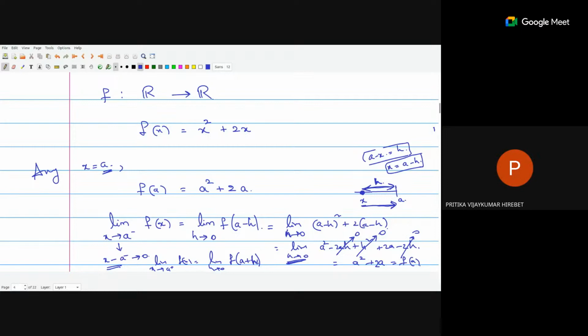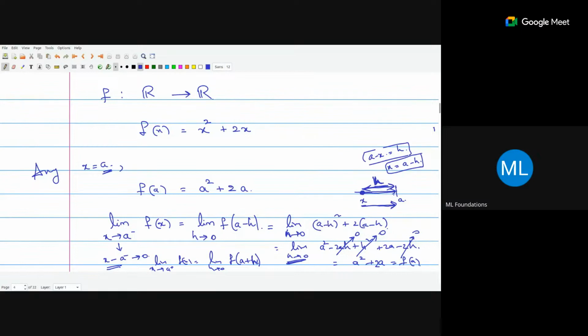So this x is tending to a. X tending to a means x is approaching towards a, right? Yes. So when x starts approaching towards a, what will be the distance between x and a? It will become 0 slowly. 0 slowly, right? So that distance is h. We call it as h.